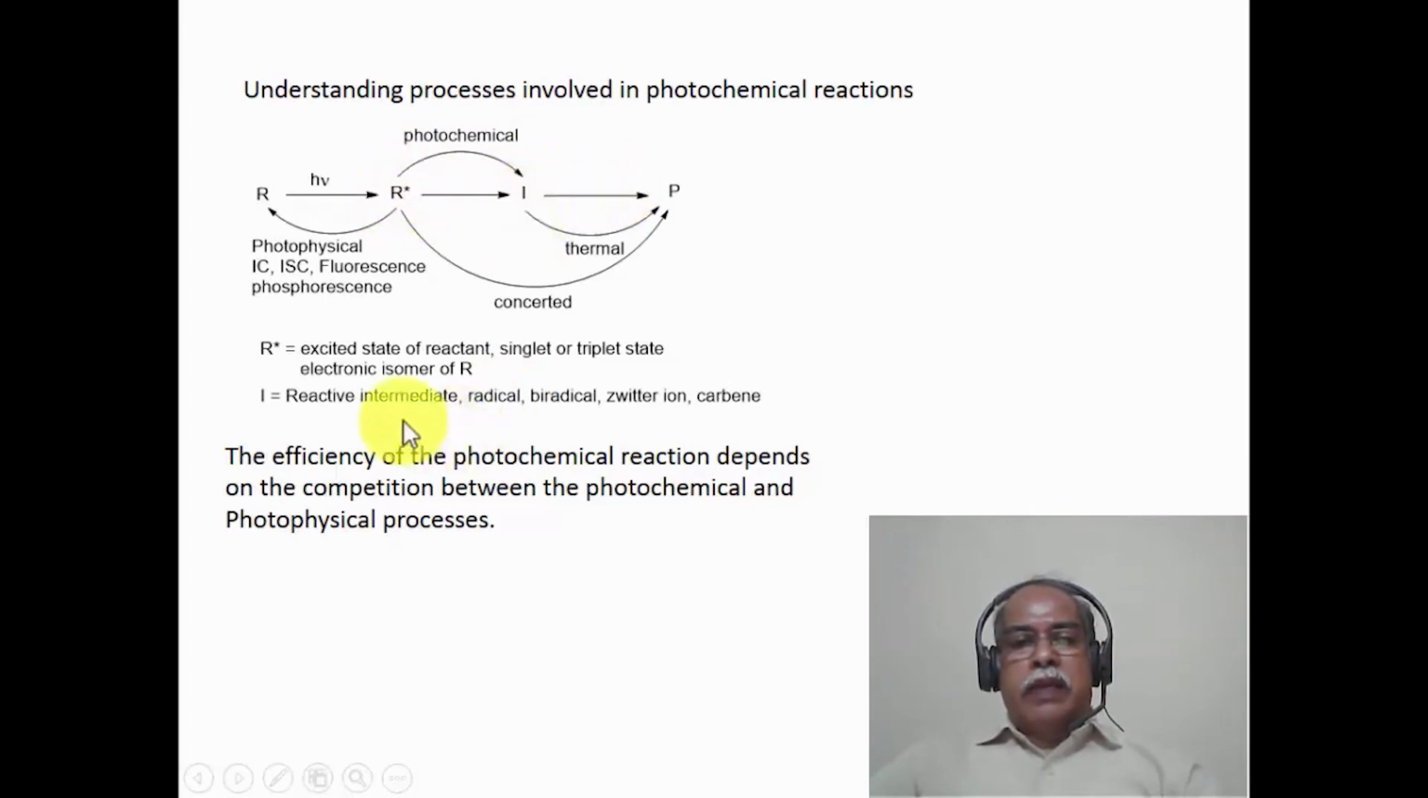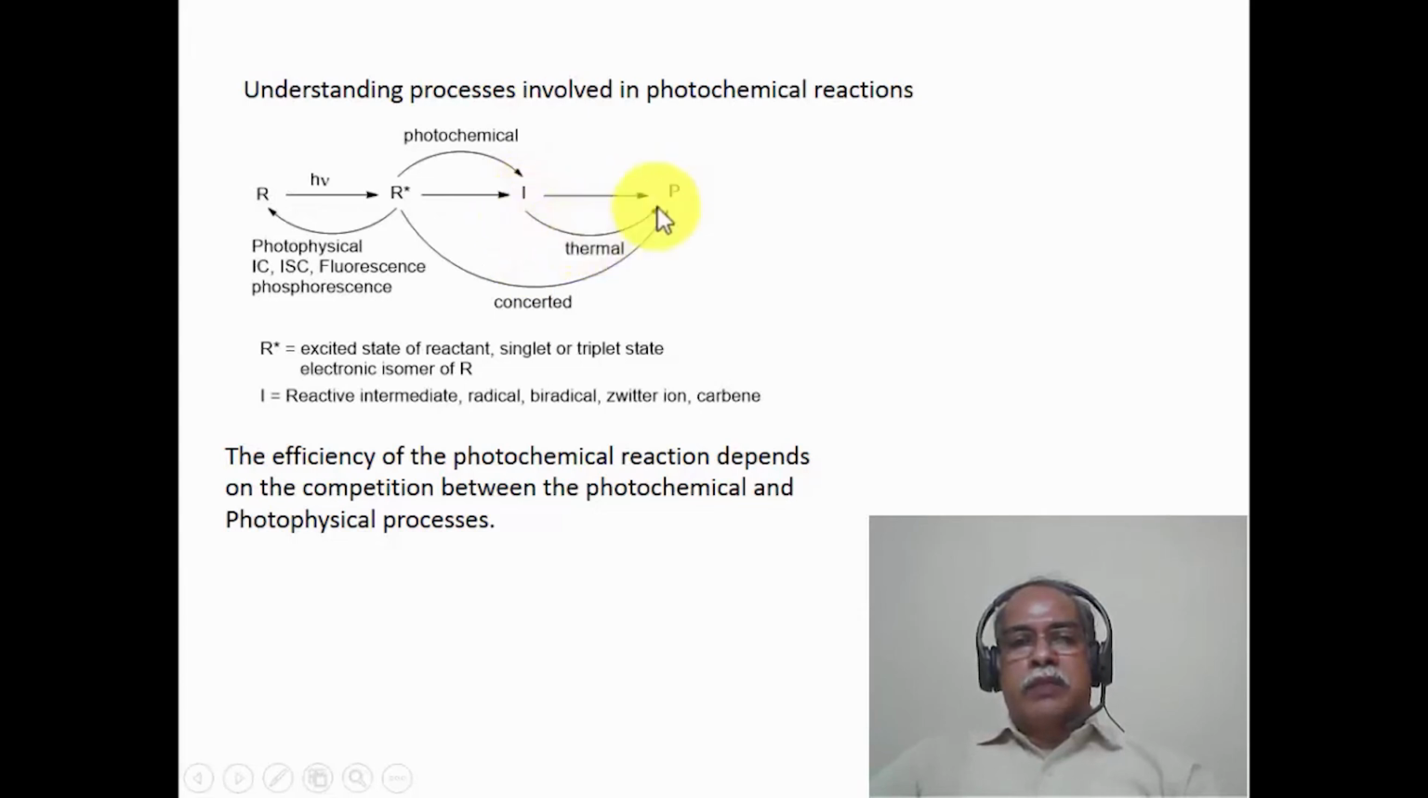This reactive intermediate can be either a radical, or it could be a biradical, it could be a zwitterion, it could even be a carbene, and so on. So there are several different types of reactive intermediates that can be formed from the electronically excited state. It is not necessary that the electronically excited state molecule should always undergo a unimolecular transformation. It can react with another molecule which is in the ground state to produce this kind of reactive intermediates. This is a productive photochemical step that is involved in converting the photon energy into some reactive species which can further undergo formation of the product.